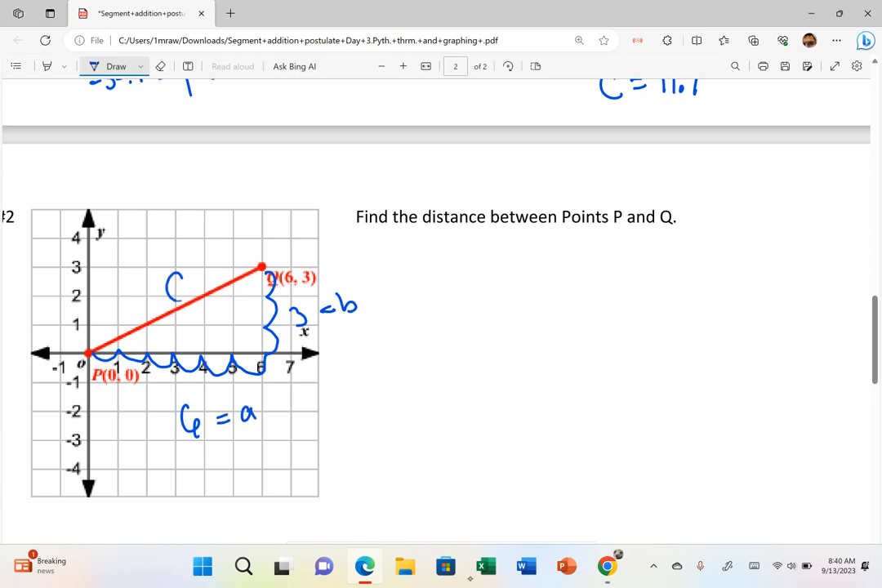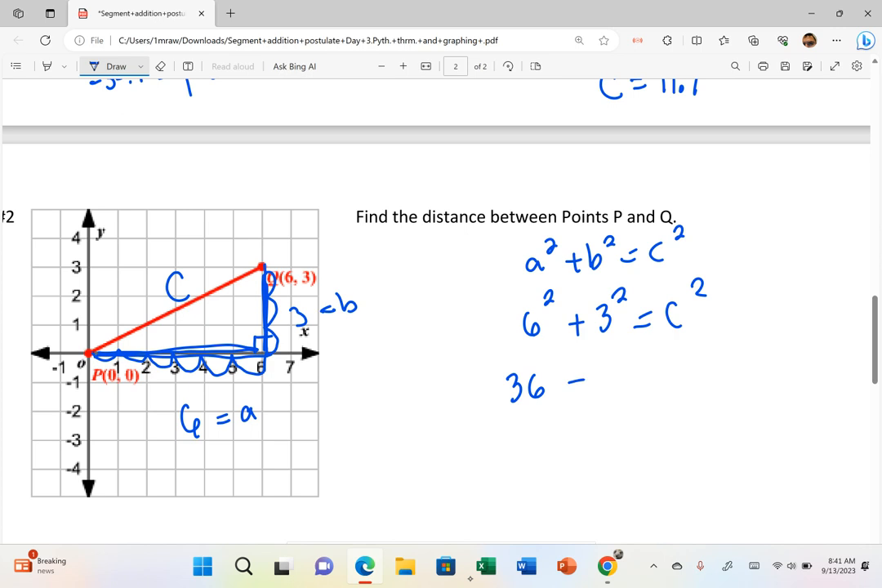And we want to find C, because now we have ourselves a right triangle, with our horizontal and vertical distance. So we use the Pythagorean theorem, right? A squared plus B squared equals C squared. So that's 6 squared plus 3 squared equals C squared. 6 squared is 36 plus 3 squared is 9. This gives me C squared, which is 45. We're not looking for C squared, we're looking for C.